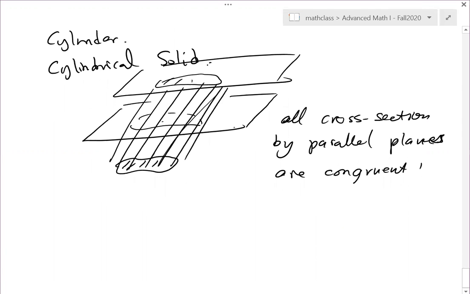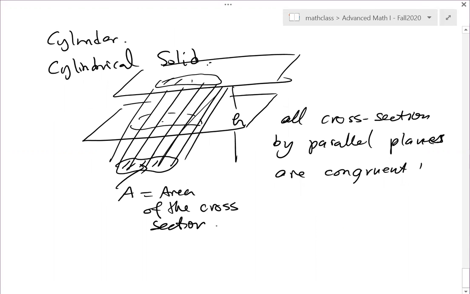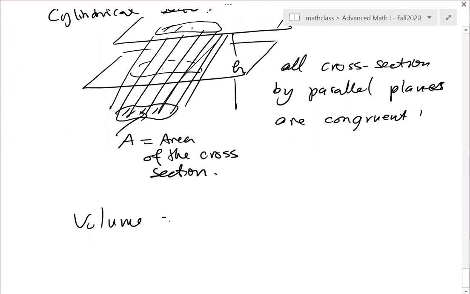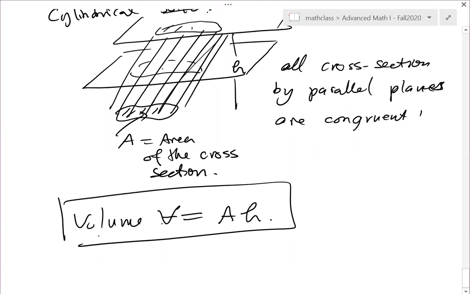And if the height is h, and this is the area of the bottom, the cross section, because they are all the same. So you can say this is the area of the bottom part. Then the volume V is going to be just A times H. Okay? H is the height. You may call it a formula, but you can derive this formula using more advanced mathematics.